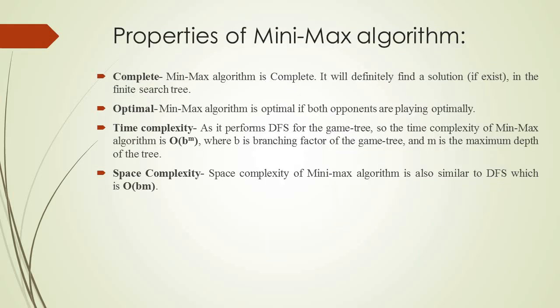So the properties of Minmax algorithm: it is complete, because it will definitely find a solution in the finite search tree if it exists. And Minmax algorithm is optimal because both opponent players are playing optimally. Time complexity of this algorithm is big O of b power m, where b is the branching factor. Space complexity is big O of b into m.